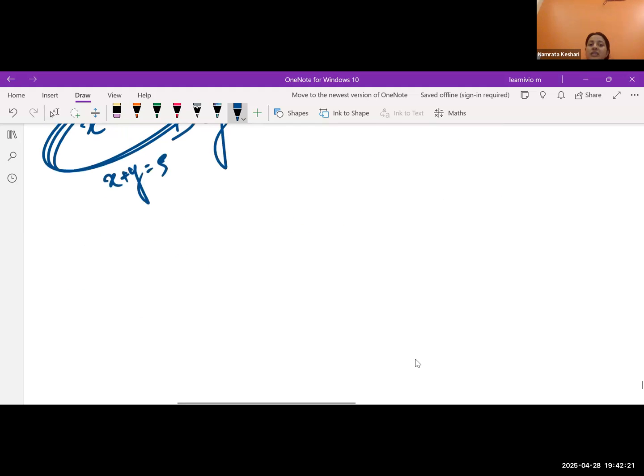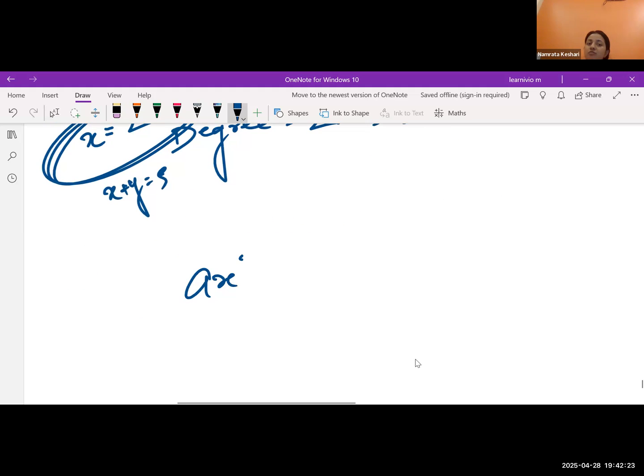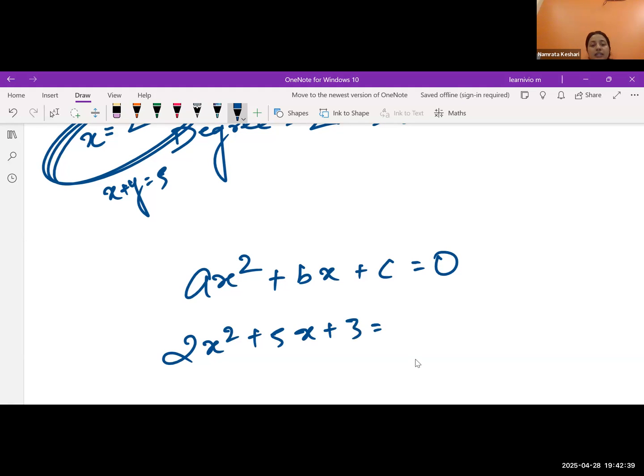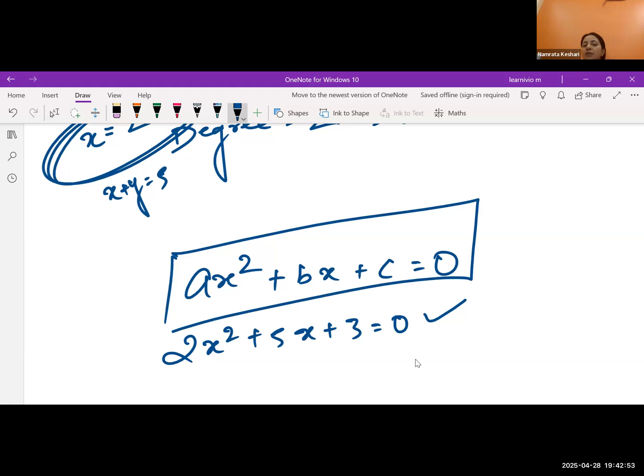Standard form of a quadratic equation is ax square plus bx plus c equals 0. This is the standard form of a quadratic equation. From now onward, whenever you see an equation which looks like 2x square plus 5x plus 3 equals 0, in class 11, class 12, or higher classes, you will quickly call it a quadratic equation. So this is the standard form or general form of a quadratic equation.